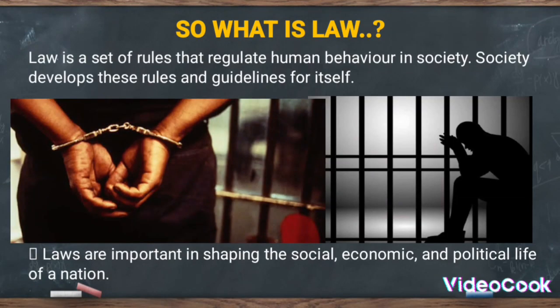So what is law? Law is a set of rules that regulate human behavior in society. And these rules are developed by the society itself. They act as the guidelines that determine the behavior of individuals in that particular society. Law is important because it is law that shapes the social, economic, and political life of a nation.